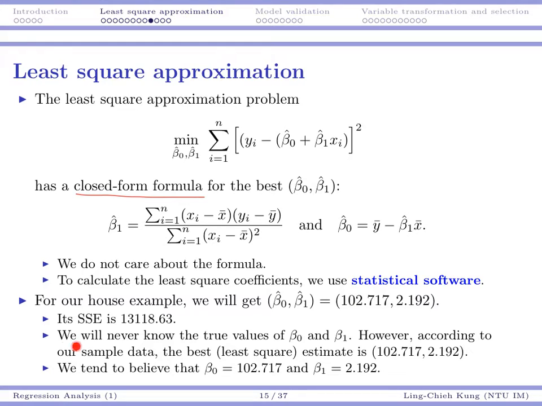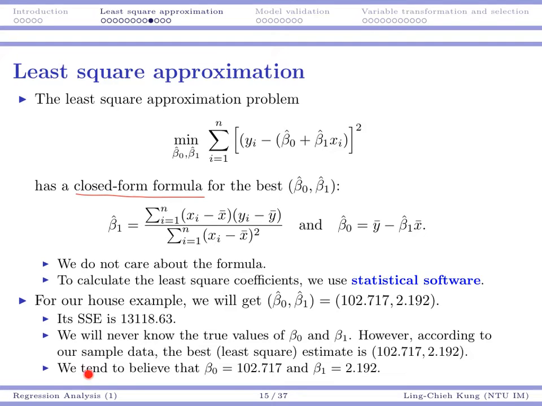Of course, we will never know the true values of beta 0 and beta 1. Some scholars even believe that no such true values exist. However, we still need to do something, right? Because we need to solve practical problems. So according to our sample data, at least the best we can do is to use our least square approximation coefficients to be our estimates.